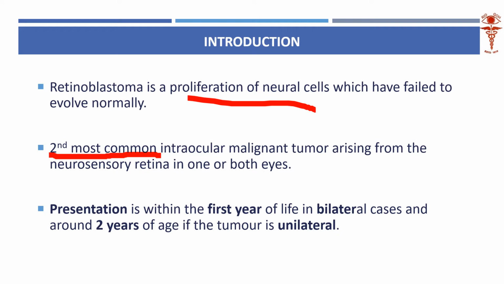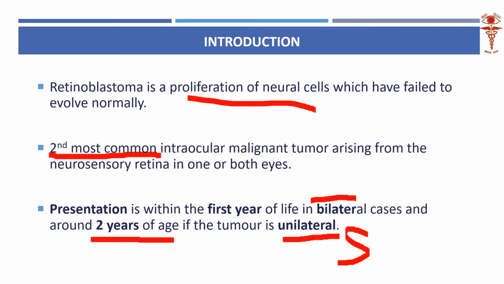Presentation of retinoblastoma can be bilateral or unilateral. Usually, unilateral cases are sporadic and they occur after 2 years of age. That is, if you draw a family tree, a pedigree chart of this baby, no other family member will be suffering from the disease and the child would have got it sporadically.